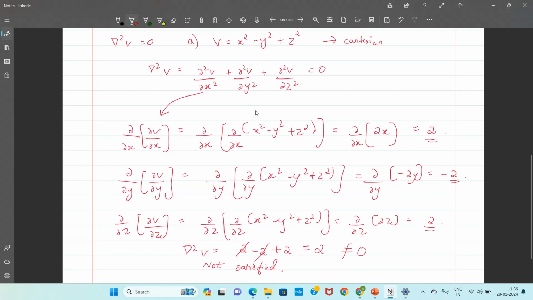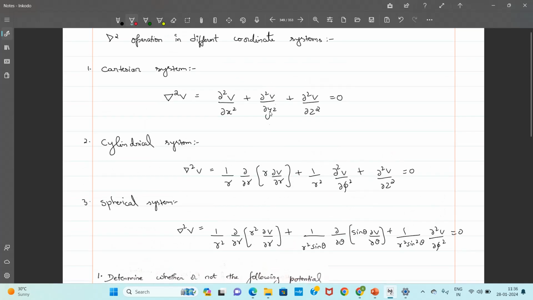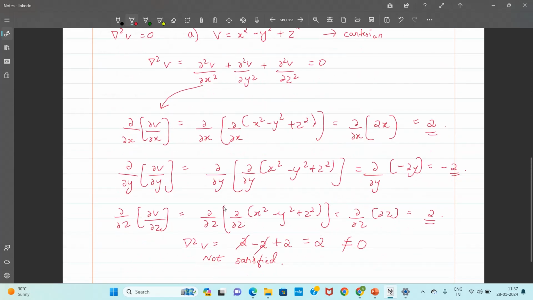Any equation is given, any potential value is given, you have to check which coordinate system it is. And based on the type of coordinate system, you have to use that equation, that is, out of the three, any one of them will be there. If it is Cartesian, this. If it is cylindrical, this equation. If it is spherical, you have to use this equation. And then you have to individually find the terms, substitute it, and check whether the answer is 0 or not.